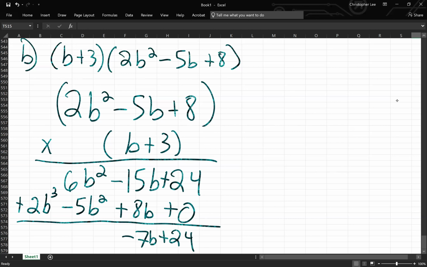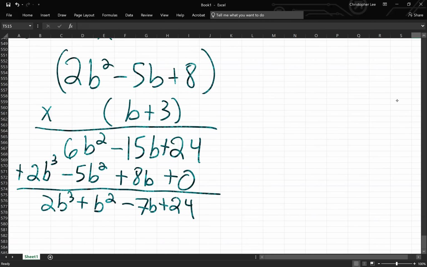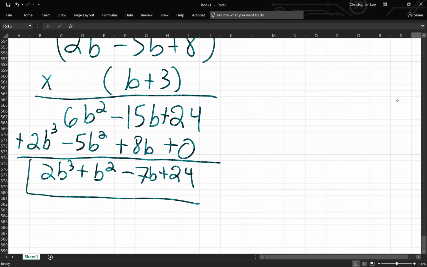I keep forgetting to put that plus sign. 6b squared plus negative 5b squared is what? b squared, very good. And then 2b cubed. That's it, all right? Whatever method you want, I don't care. All right, give me the right answer. Vertical method, distributive method, your choice.